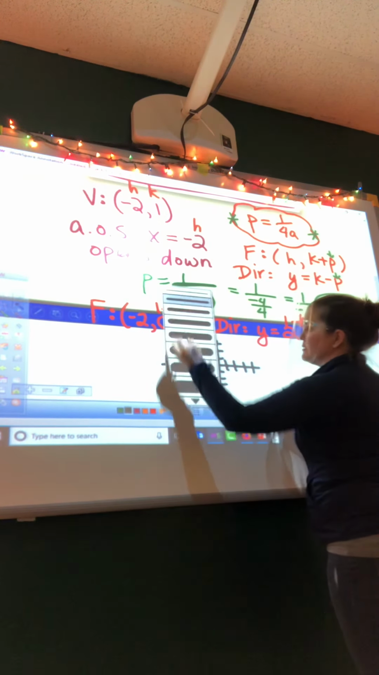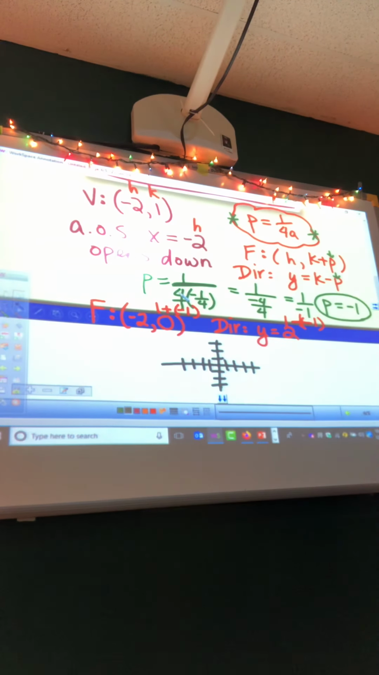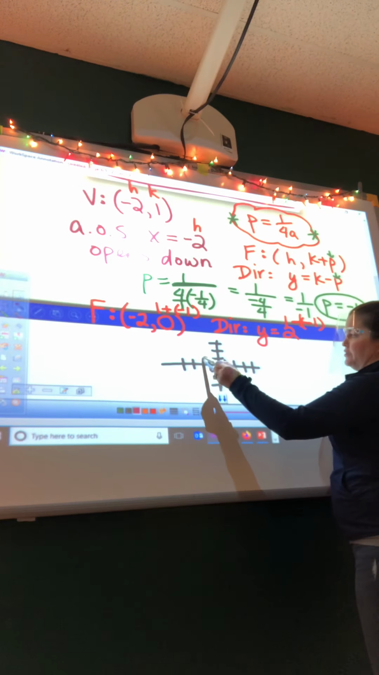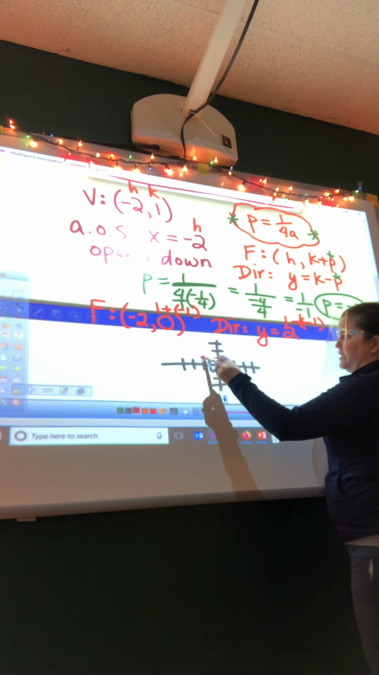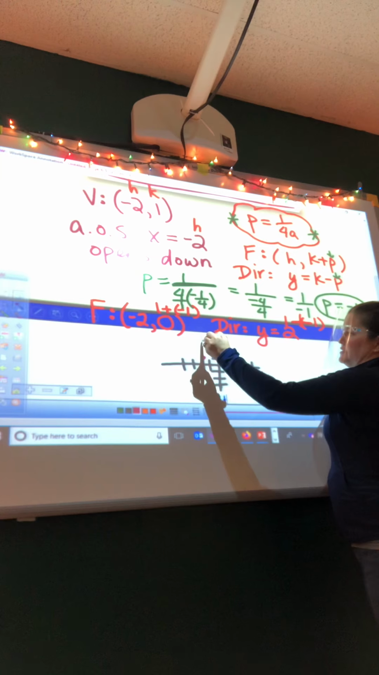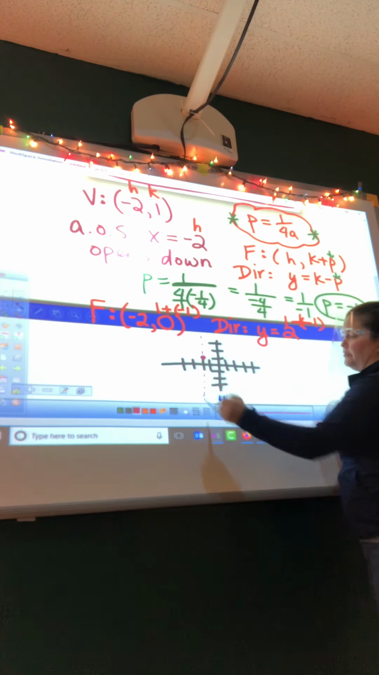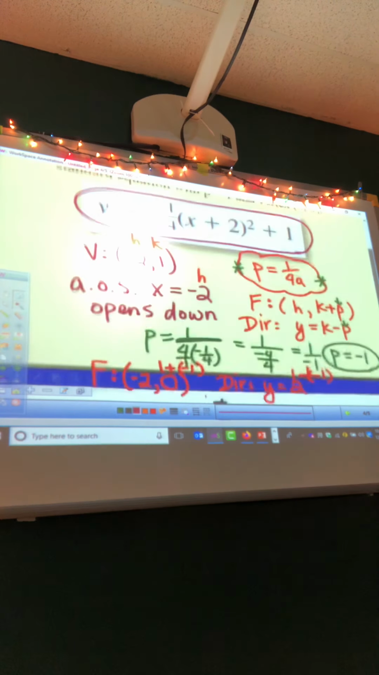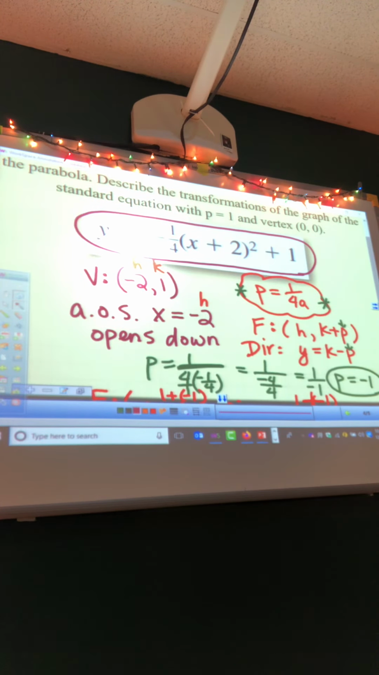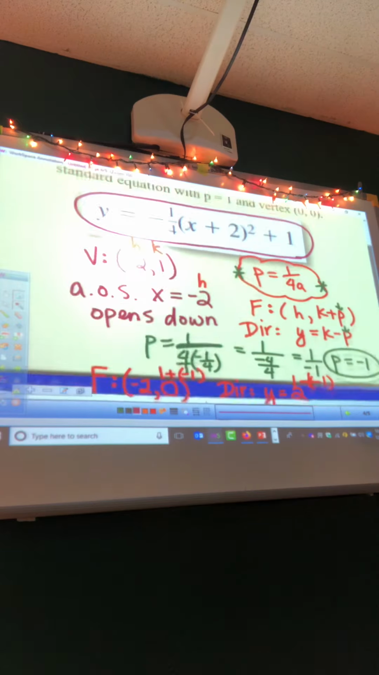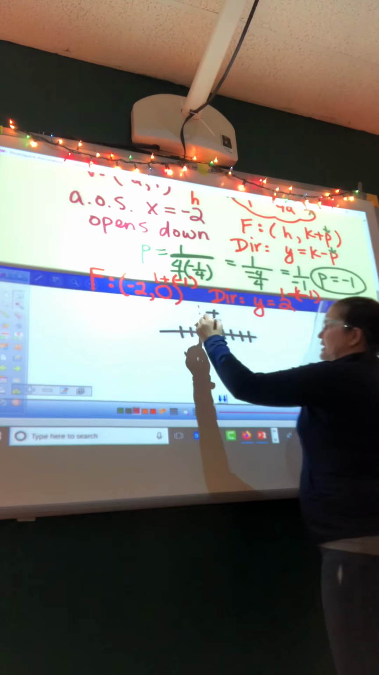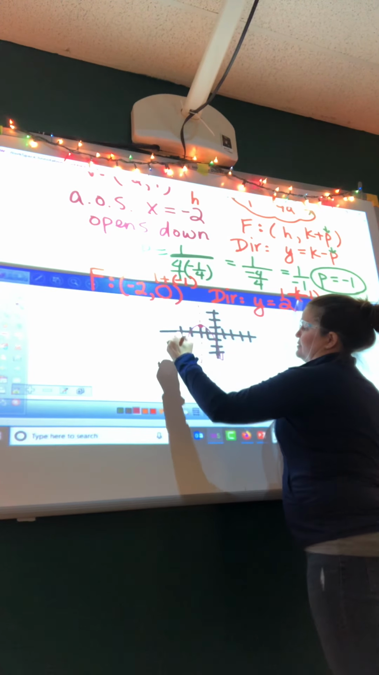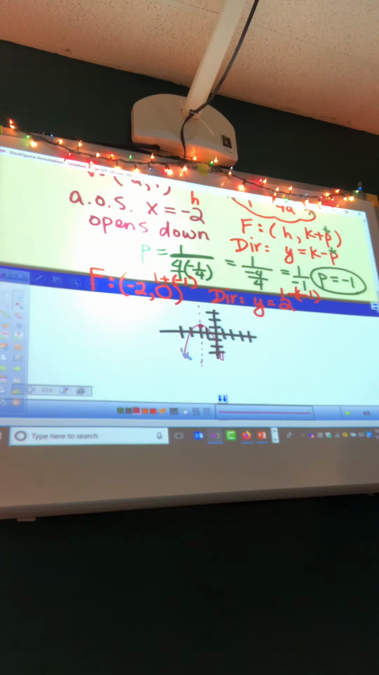All right, I'm going to change my pen now. Okay, vertex at -2, 1. Here's my vertex. Axis of symmetry is the line going up, down, going through the vertex. We said it does open down. Did we say it was wide or narrow with that 1/4? A little more wide, you bet. So opening it down and making it be wide, symmetric on both sides. That's not super wide though, is it?